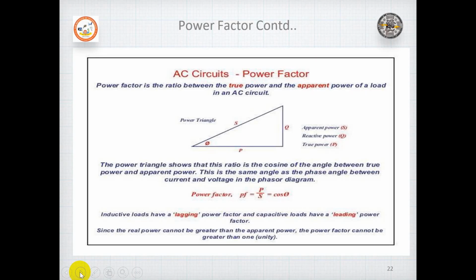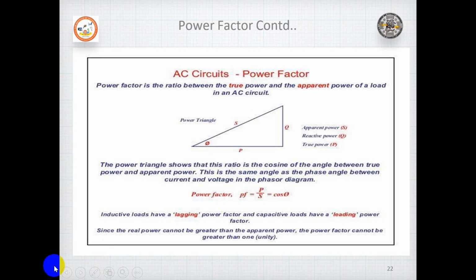So power factor in an AC circuit is the ratio between the true power and the apparent power of a load in an AC circuit. So power factor purely depends on the type of the load. As we have studied, if you have a capacitive load, then the current is leading and the power factor cos phi is a better power factor. You have a leading power factor. When it is inductive, it has a lagging power factor because I is lagging here.